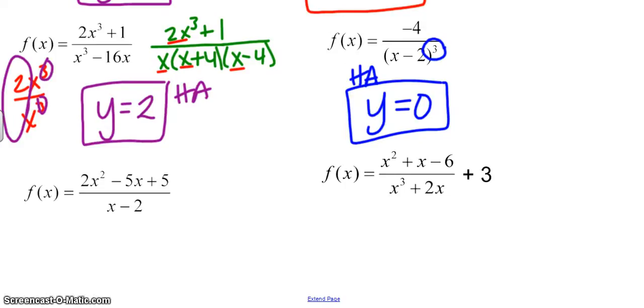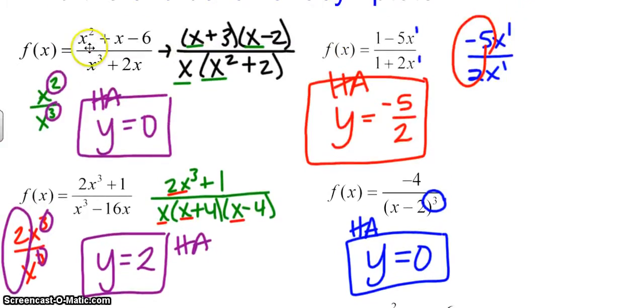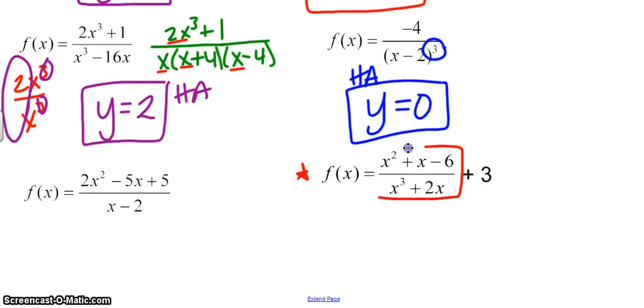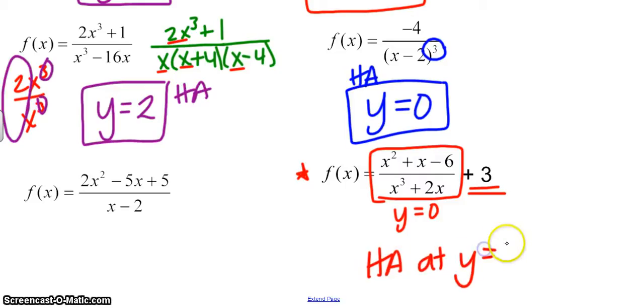Here, we're going to skip to this one first real quick. Here, if I factor all of this, okay, I get the same thing that's written right up here. And I found that this part gives me a horizontal asymptote at y equals 0. But I'm going to take that horizontal asymptote of y equals 0 and I'm going to move it up 3. So there is now a horizontal asymptote at y equals 3.